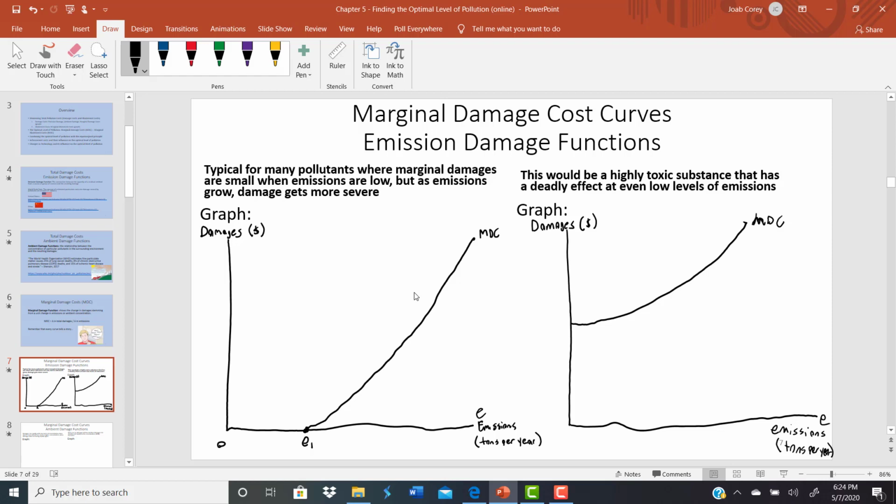So this might be like a Chernobyl-like accident here. So again, radioactive waste might have this characteristic or this graph associated with it. All right, so that's what our marginal damage cost curves might look like if we're looking at emission damage functions. Let's go ahead and take a look at a couple more damage cost curves.